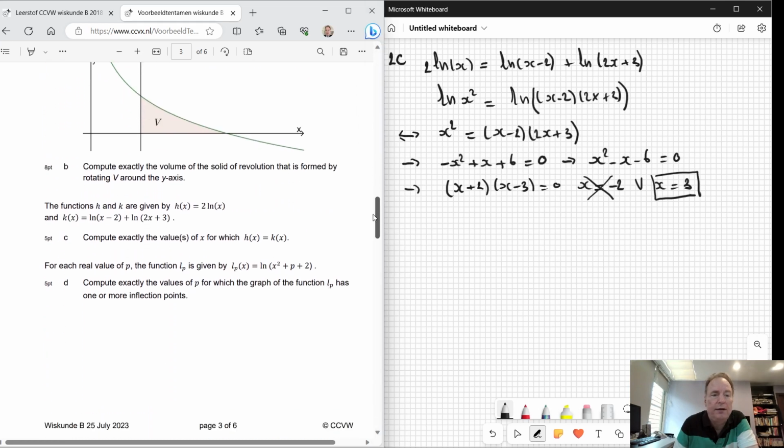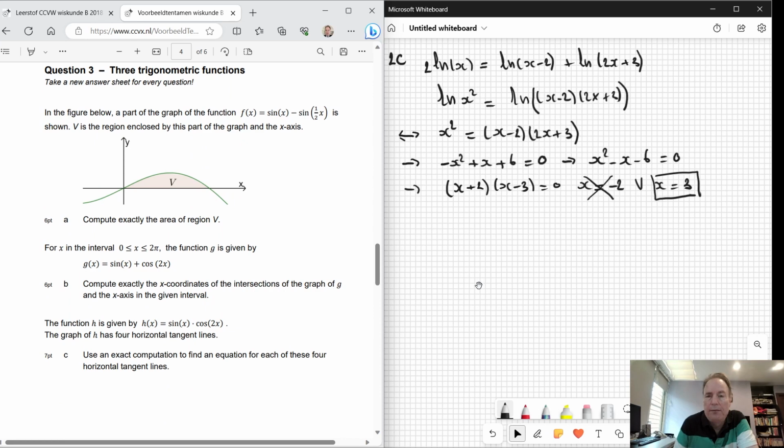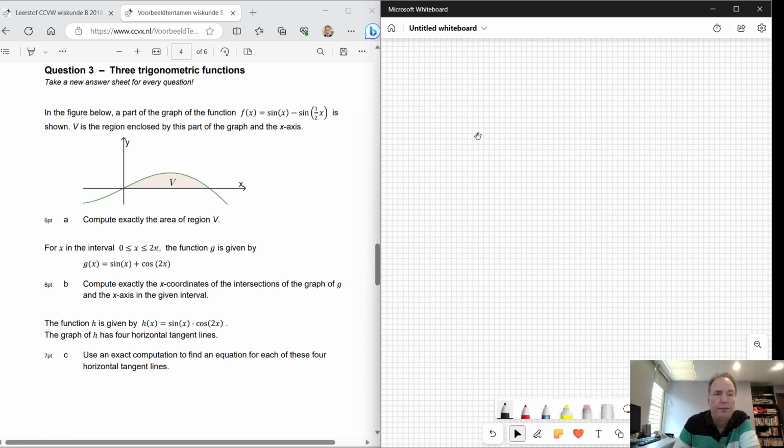Okay, question 3. There is a part of the graph of this function here. V is the region enclosed by this part of the graph and the x-axis. And we need to calculate the area, so we need to calculate the integral.